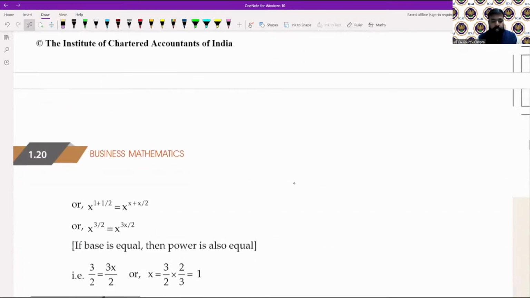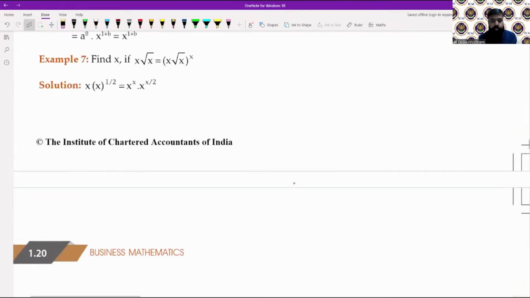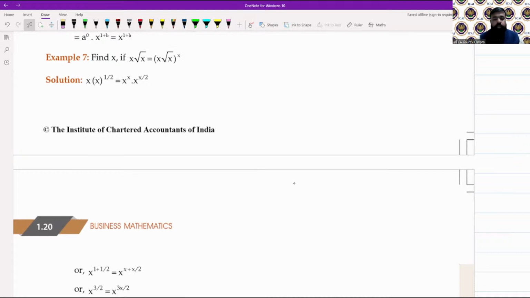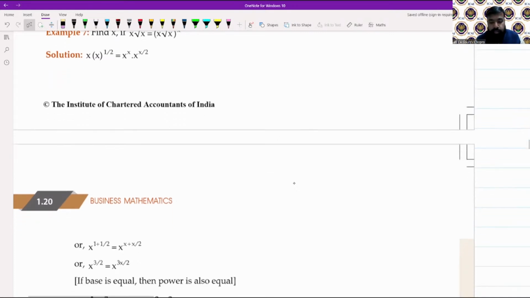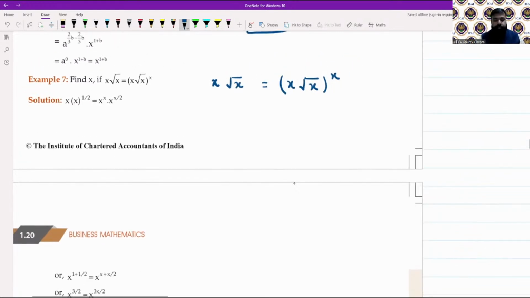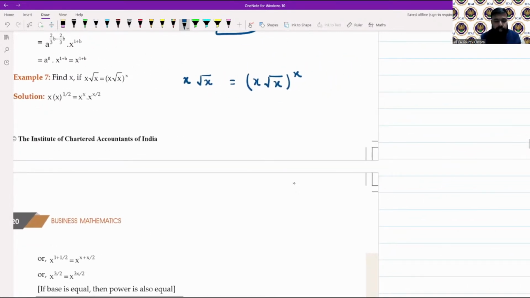Now let us move towards example number 7. It says find the value of x if x root x root x is equal to x root x whole to the power of x. Now, in such questions, what we have to do? See, it is a very simple question. So before understanding this, let us take one more example.